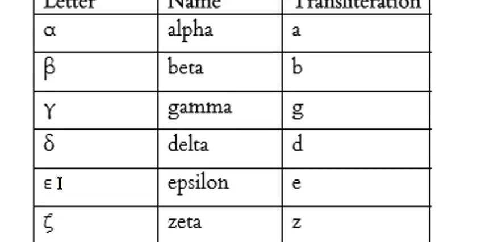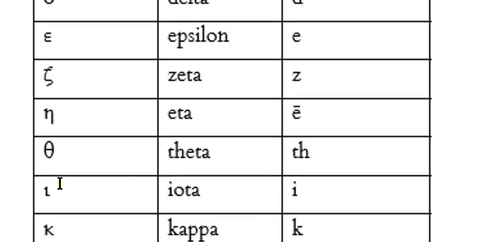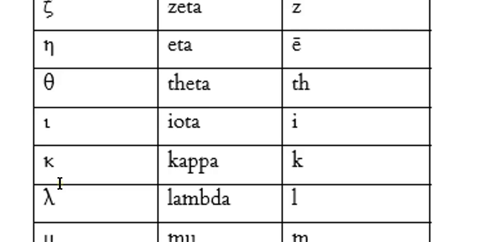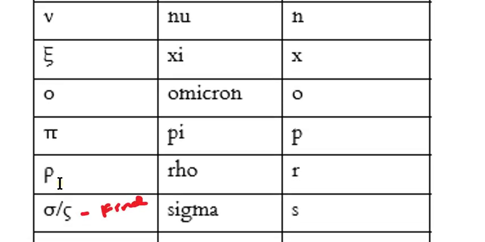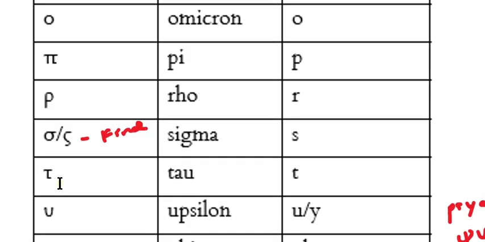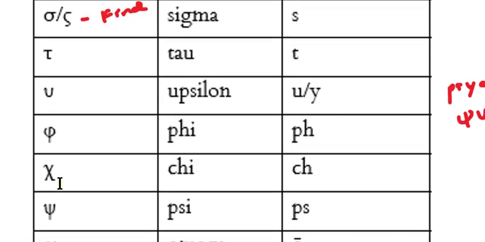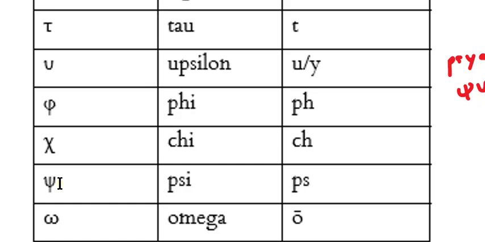Alpha, beta, gamma, delta, epsilon, zeta, eta, theta, iota, kappa, lambda, mu, nu, xi, omicron, pi, rho, sigma, tau, upsilon, phi and chi and psi omega. All right. Well done.